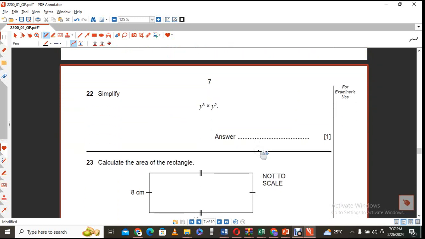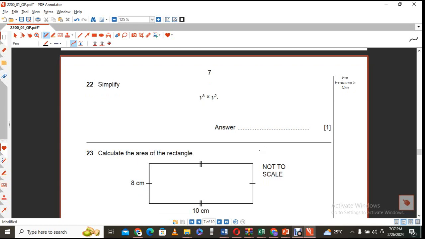Okay, if it seems like I'm moving too fast, remember you can always pause the video and try to do this on your own. When you multiply and the bases are the same, you add the powers. So this is y raised to the power of 10.